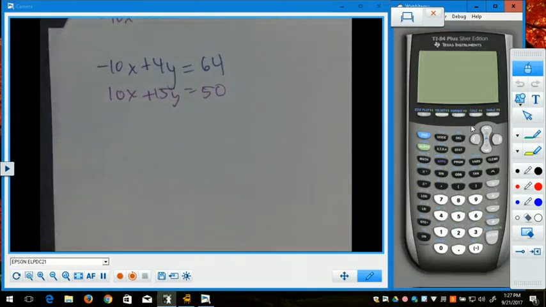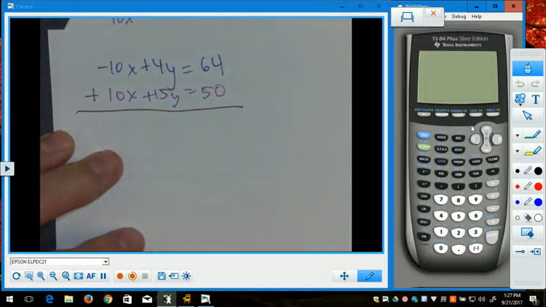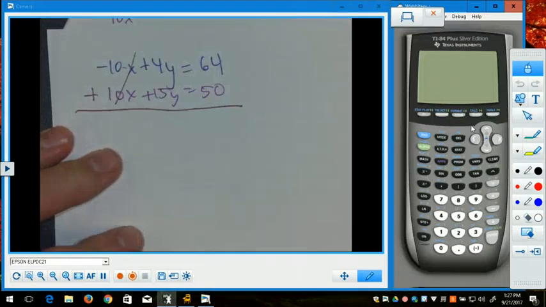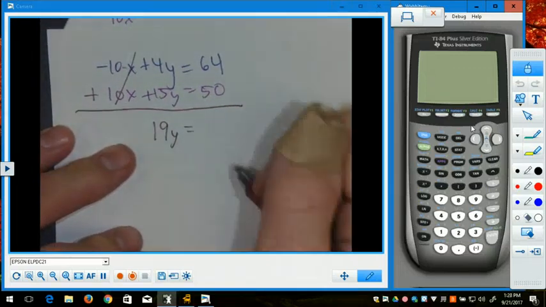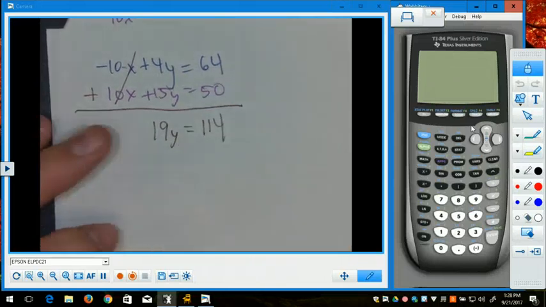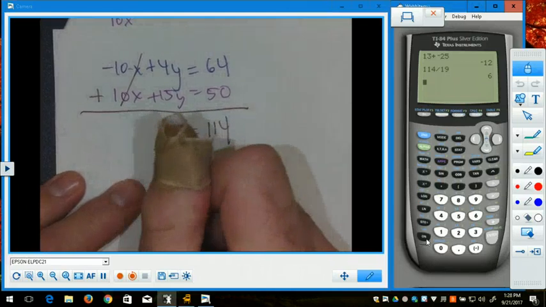Now that we have these as opposites, our next step is to add the 2 equations vertically. My x's are eliminated. That was the whole point of targeting them. My y's become 19y equals 114. So now I'm going to do 114 divided by 19, and it's 6 exactly.